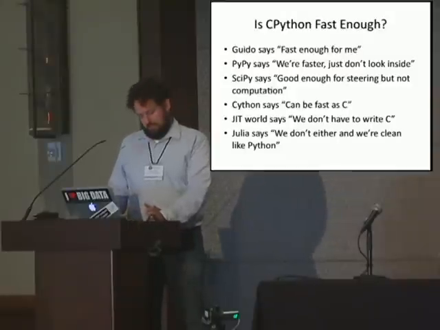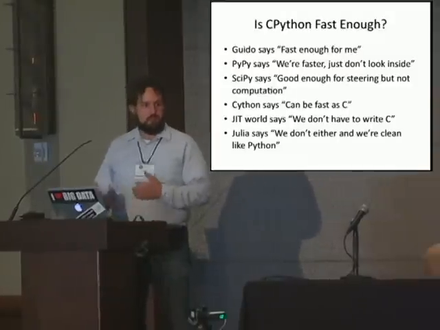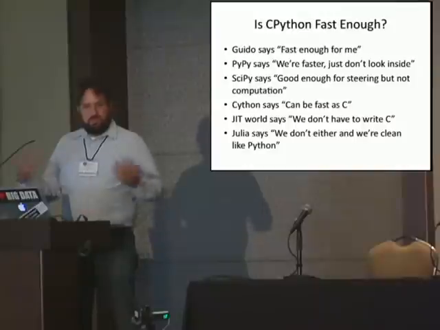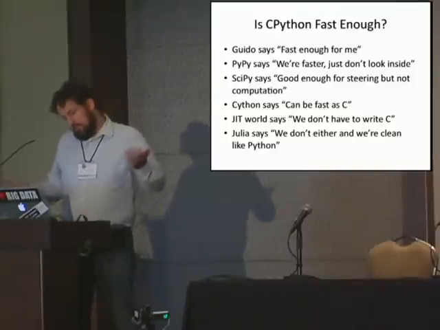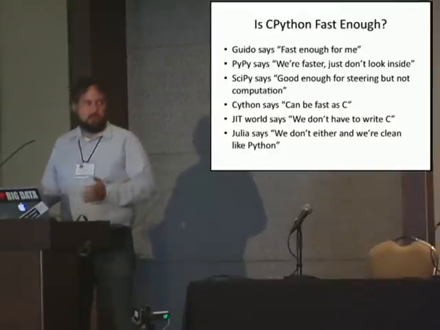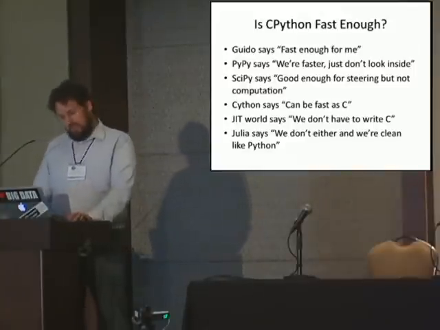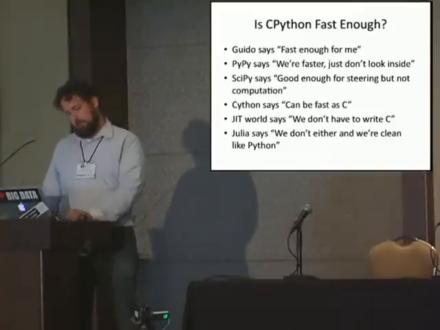SciPy, we know very well. Python, we can be as fast as C. JIT, there's a whole lot of JITting out there these days. I don't know if everybody even knows what a JIT is sometimes, and they're using JIT in many different ways. But at the end of the day, they're all trying to say, we don't have to write C, we can just JIT, right? We can just take something else. And Julia says, we don't have to write C, and we don't have to look inside, we're clean.